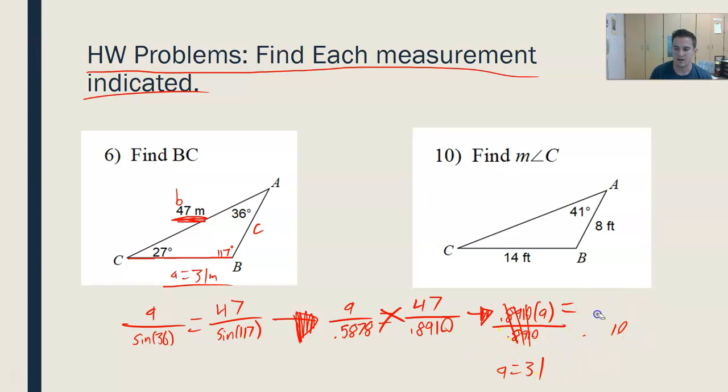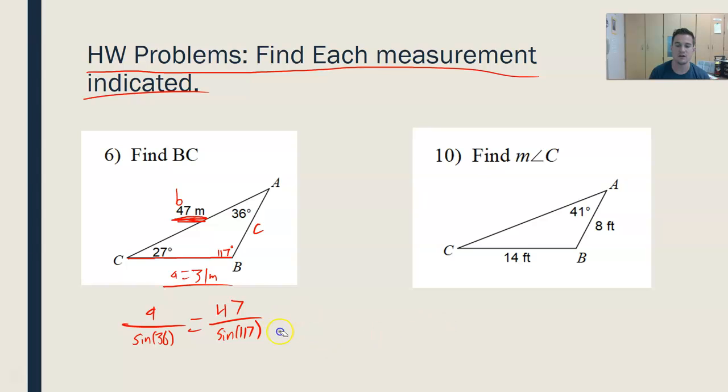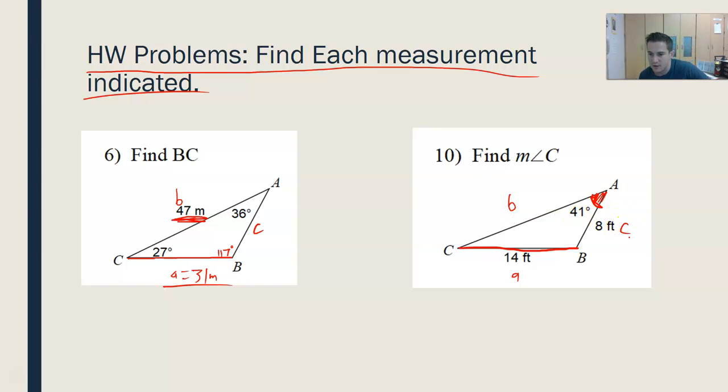Okay, let me erase some of this. We'll work on question number 10 on the homework. This one is going to be including finding a missing angle. So first of all, let me double check that I can even use the law of sines. In order to use the law of sines, I need to know a side and an angle opposite that side, which in this case, I do. So I'm going to label these sides as A, B, and C, opposite their respective angles. And I'm after this angle right here. I'm trying to find angle C.